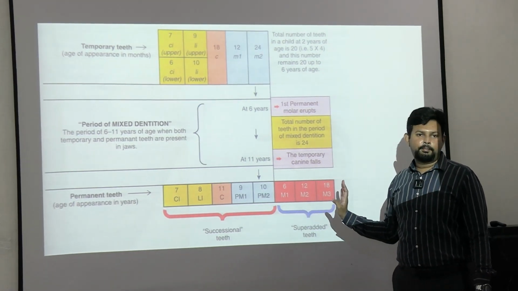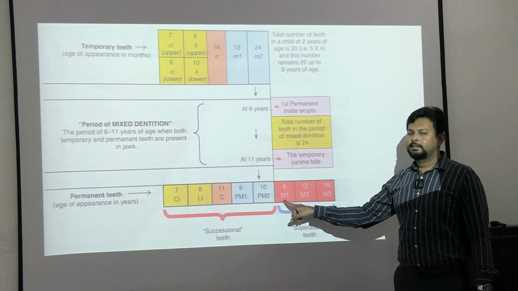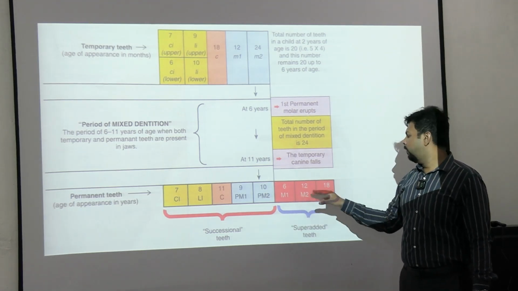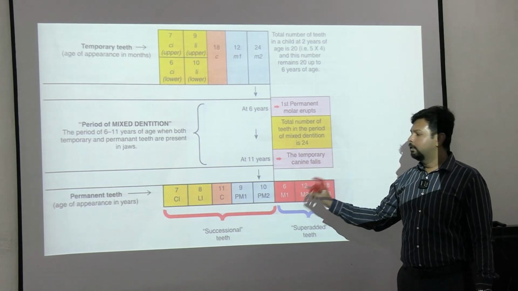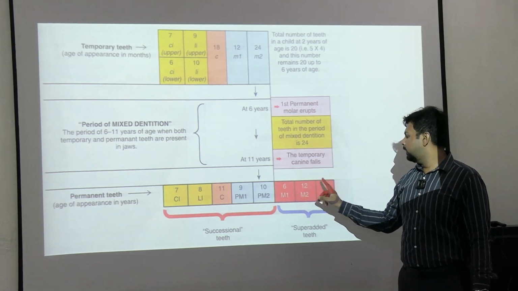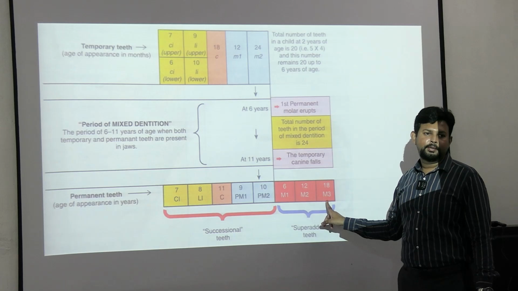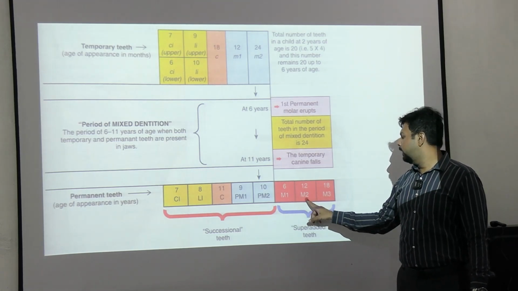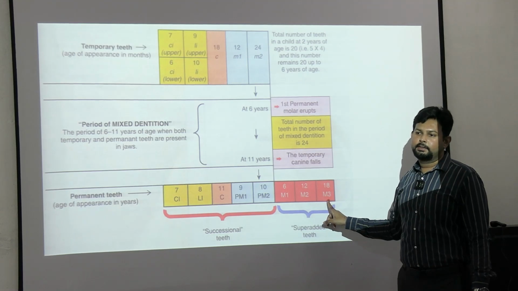Now coming to the molar part. 6 years, you doubled it, it becomes 12 years. You don't double it, you add 6 to it. 6 plus 6, 12, 12 plus 6, 18. Okay. Clear? 6 years, 12 years, 18 years.